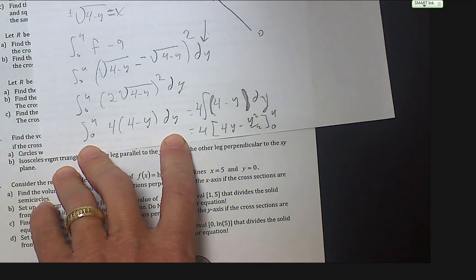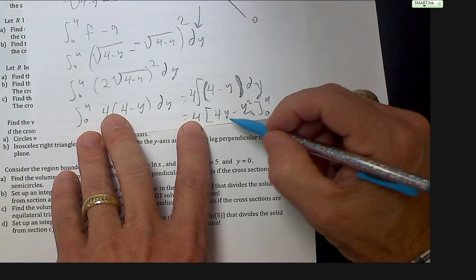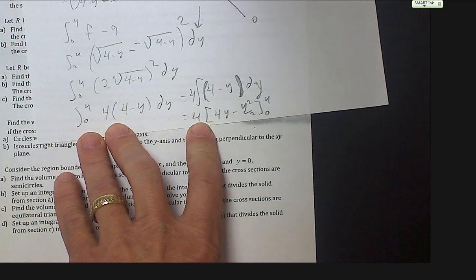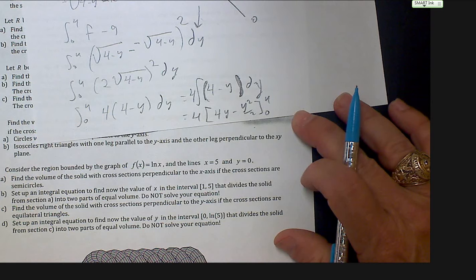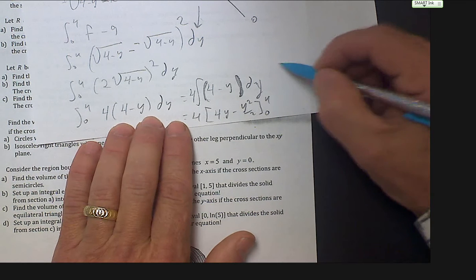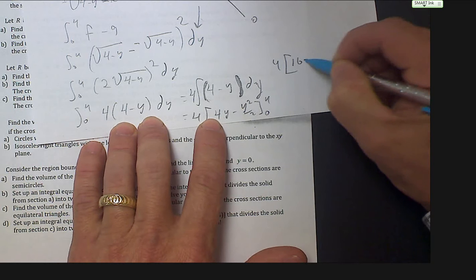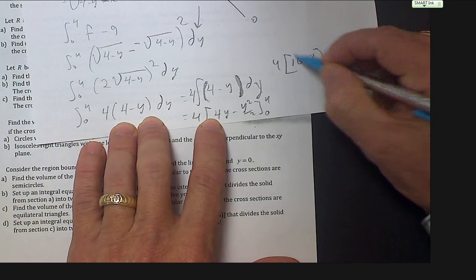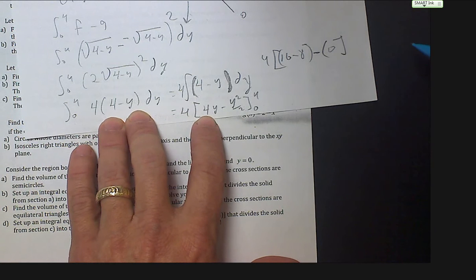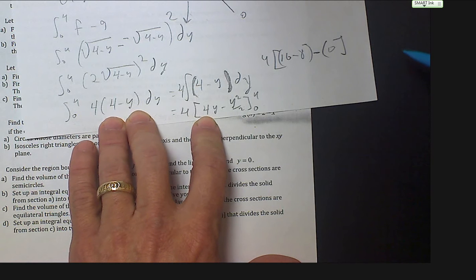So you integrate that and you get 4 times 4y minus y squared over 2 from 0 to 4. Make sure you agree, make sure I did it right. You guys all good with that? That makes sense to you? So that's going to be 4 times 16 minus 8, minus 0. So 4 times 16 minus 8, that's going to be 8 and 32, is that correct?